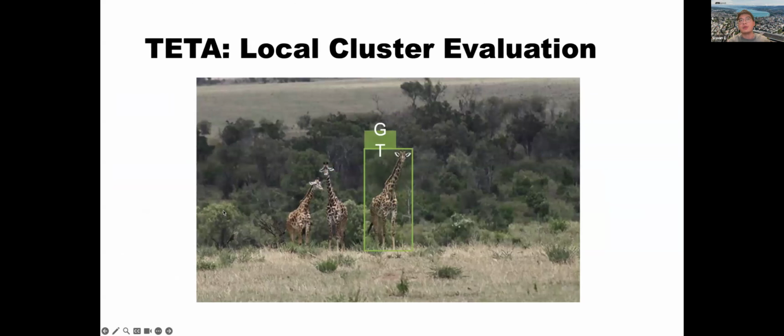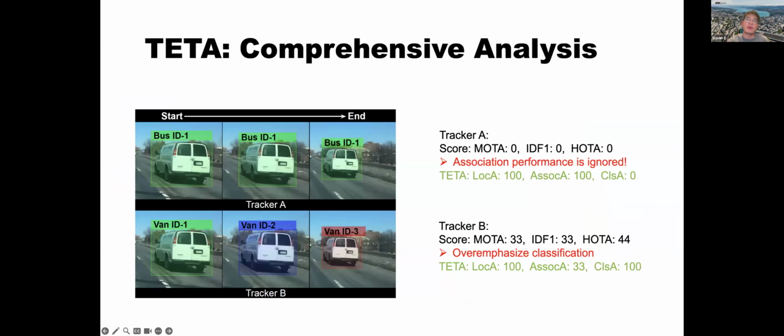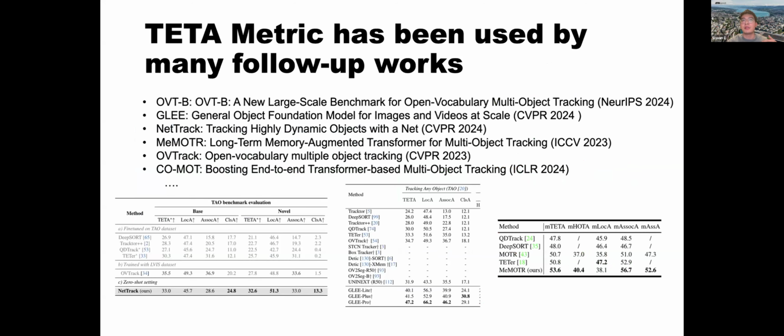So we have this new TETA metric, which is designed with a local cluster design. We only evaluate the results under local cluster assumptions, and it can perfectly deal with incomplete annotations. We also have a more comprehensive analysis compared to previous metrics. So if you are working on multi-class multi-object tracking or open world multi-object tracking, I think the TETA metric is definitely the metric you should consider using. It has been adopted by many follow-up papers, though it's quite a new metric that we proposed one or two years ago.